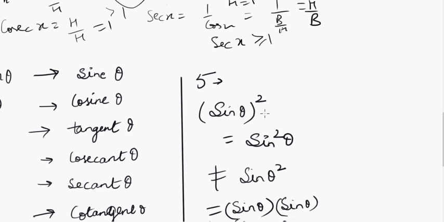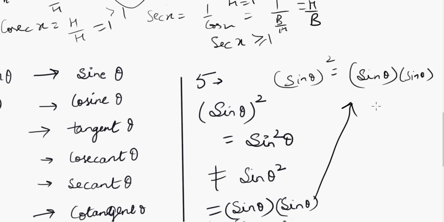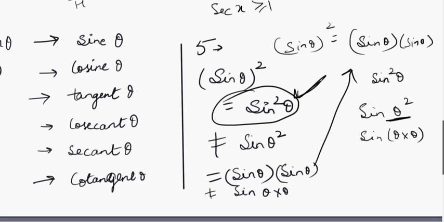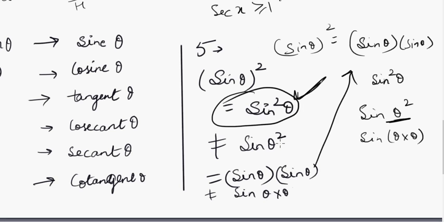The fifth point says that if we are given sin theta whole square, then no doubt it will be sin theta into sin theta, which is written over here, but it will be equal to sin square theta, this part, and not sin theta whole square. It will not be sine of theta into theta. Thus sin theta whole square is sin square theta and not equal to sine of theta square or sine of theta into theta.